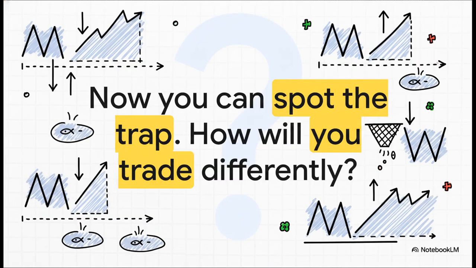So there you have it. We've pulled back the curtain on the M and W patterns. You can see now that it's not just a simple shape on a chart, it's a story about a fight for liquidity. You now know exactly how to tell the difference between a trap and a real signal. So the only question left is, now that you can spot the trap, how are you going to trade differently tomorrow?